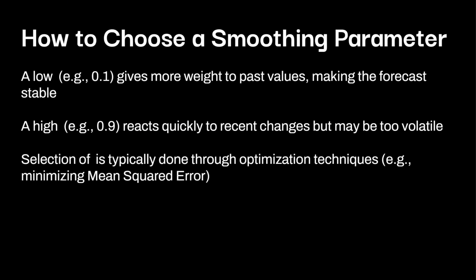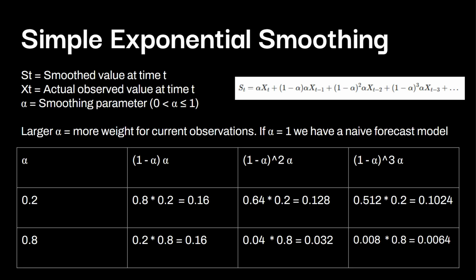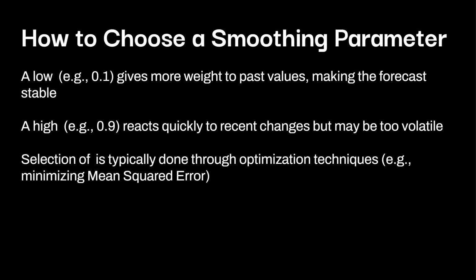So how do you choose your alpha parameter? Well, a low alpha gives more weight to past values, making the forecast a little bit more stable, whereas a high alpha reacts quickly to recent changes, right? And we can go back over here and see 0.8 has over here x of t, and then x of t minus 1 is 0.16, then it goes to 0.032, then 0.0064. Whereas when alpha is 0.2, it goes 0.2, 0.16, 0.128, and then 0.1024. And you can see, after the second term, which they're tied, 0.2 tends to have larger values, whereas 0.8 gets really small fast.